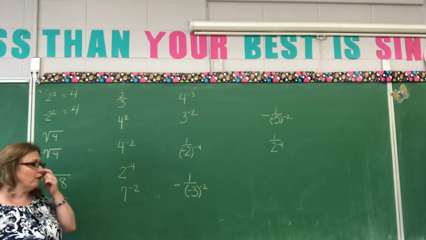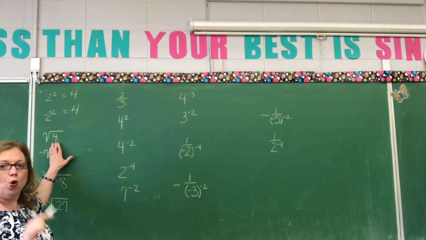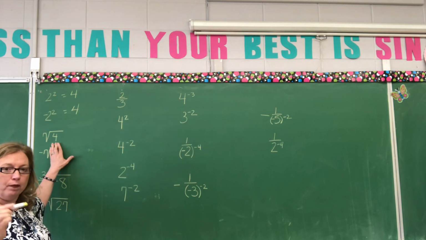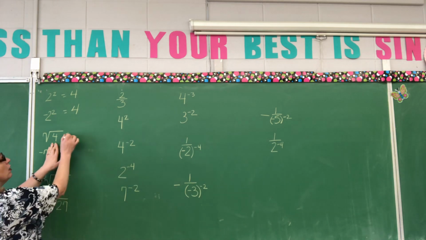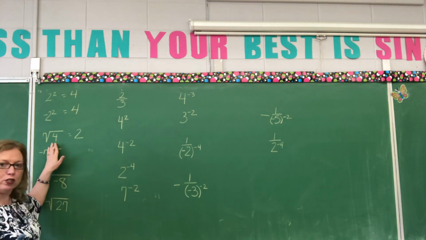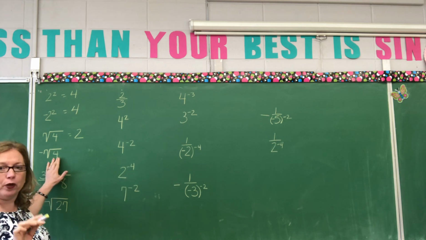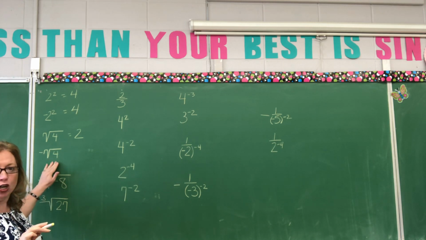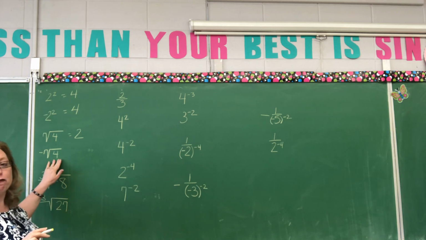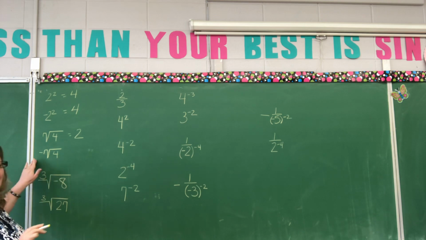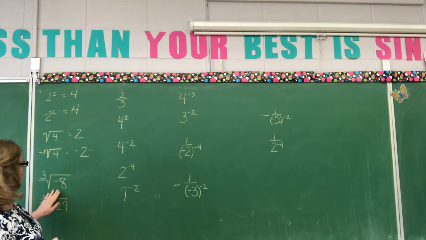Okay, now as a way of review, let's look at this one. What is the square root of 4? What times itself gives us the answer of 4? Well, the square root of 4 is 2, because 2 times 2 is 4. What about if I have a negative square root? What we're going to do here is we find our square root, and then we give the opposite of that. So the square root of 4 is 2. The opposite of that would be a negative 2. Let's look at the next one.